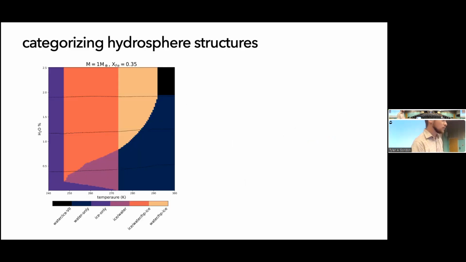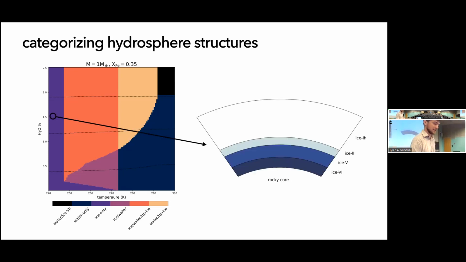So now I want to talk about how we categorize these hydrospheres. I'm showing you a phase space here where we have on the y-axis the total mass of the hydrosphere as a percentage of the total mass of the planet from 0 up to 2.5%. And then on the x-axis, we have temperature from 240 Kelvin to 300 Kelvin. I'm going to walk through and show you what each of these different regimes in this phase space represent in terms of the structure of the hydrosphere.